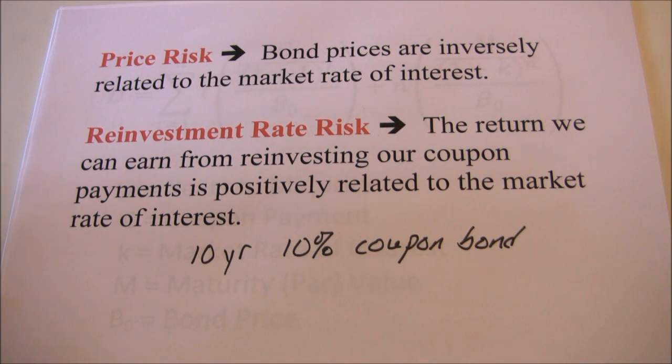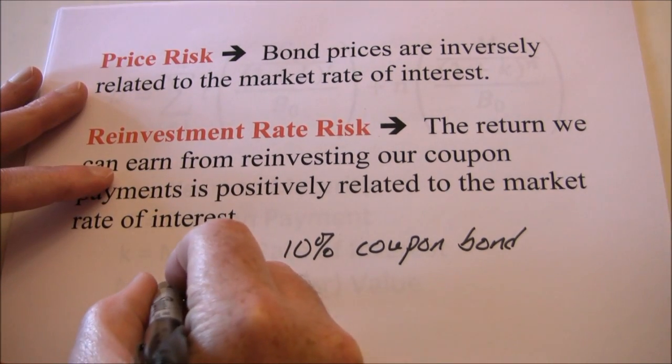On the other hand, what if I hold that same bond for 9 years? If I hold that bond for 9 years, now when I sell it, there's only 1 year left to maturity. It's a short-term bond, so it's not going to be very sensitive to what happened to interest rates. But I'm going to have had several years to reinvest those coupon payments, so the reinvestment rate risk will be more important to me.